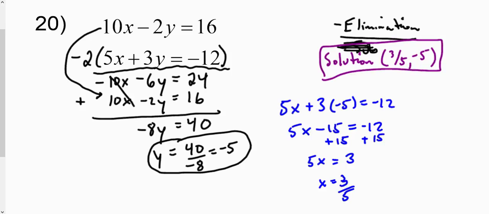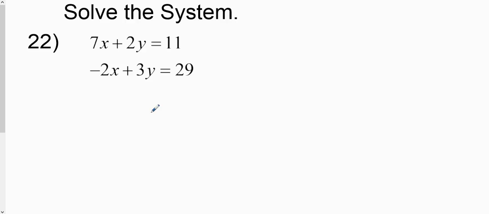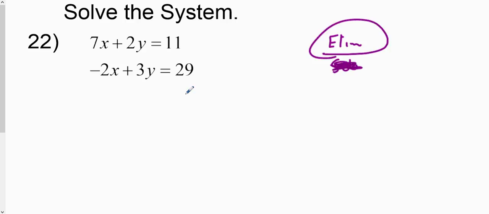All right, well, let's try another one. Here, once again, we're going to solve the system, and we're going to use either elimination or substitution. Looking at these, I don't see any of the variables by itself, so I'm guessing we're not going to use substitution. We're going to use elimination. So once again, perusing this.